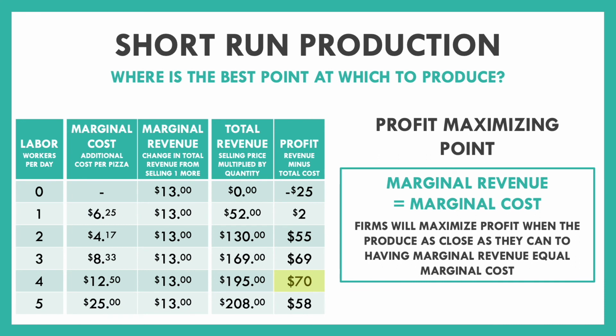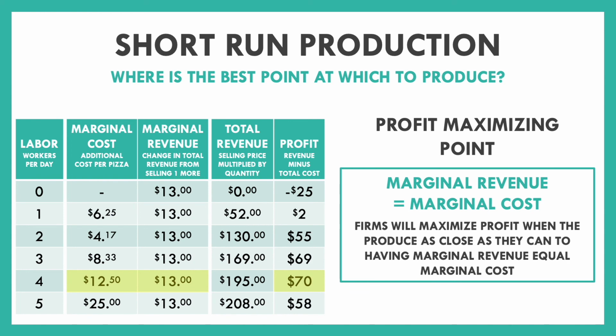But what happens when we go past that point? Once we get to the point where our marginal cost is greater than our marginal revenue, like we're right here, this point right here, that's the good point. But when we go past that, if you notice when we hire that 5th worker, that next pizza cost us $25 to make, but we only received $13 for selling it. Is that a smart decision? No, not at all. We would actually lose $12 on that pizza, and you can see that because our profit goes down by $12.